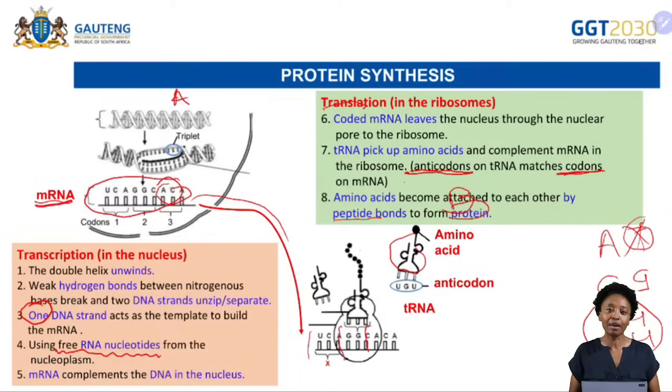Then you need to be able to work from the DNA to the mRNA and then move on to the tRNA. Sometimes you are asked to work backwards because you will be given the tRNA and you will be given the amino acids. Then the question will be asking you to identify what you think was the original DNA strand that provided these tRNA. So there you work backwards.